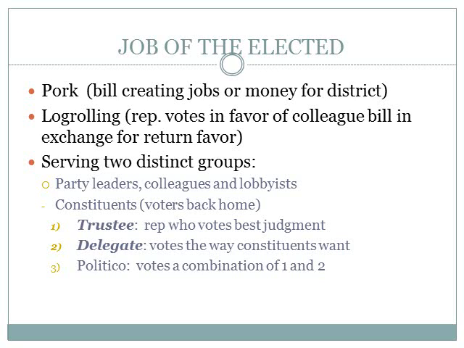Serving two distinct groups. They serve party leaders, colleagues, and lobbyists, basically the institution, political institution, and then they serve constituents, the voters back home. They can serve as a trustee, where they vote based on their best judgment of what's good for their constituents, or they can vote as a delegate, in which they vote the way constituents want. Most representatives and senators vote as politicos, which combine the two. In issues where their constituents have strong feelings, they tend to vote the way the constituents want. In areas where their constituency doesn't really have a strong opinion, even if they might have an opinion, it's not an intense, strongly held opinion, then they'll vote based on their best judgment.